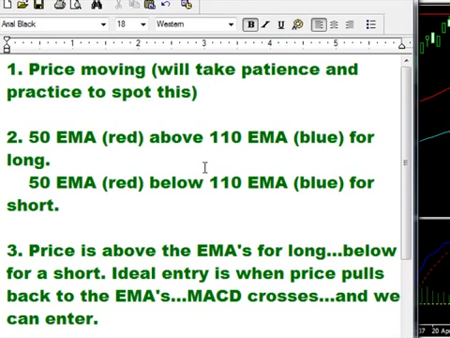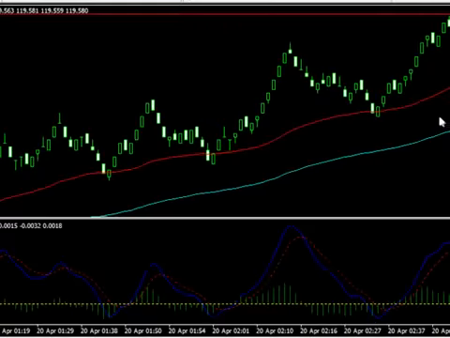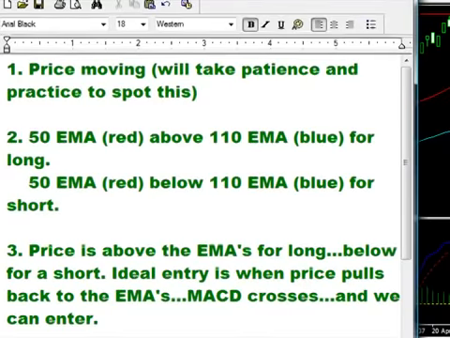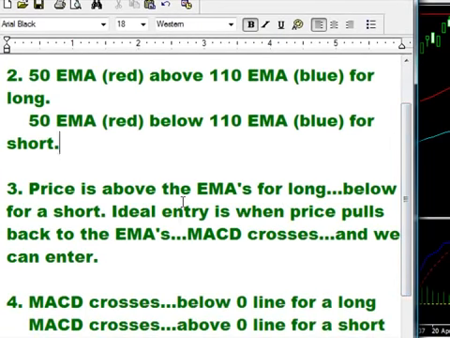We're going to use a 50 EMA and a 110 EMA, and we see that here. So the red is the 50, the blue is the 110. The red's got to be on top of the blue to go long, vice versa for a short. Okay, and price has got to be above the EMAs for a long, below for a short. The ideal entry is when price pulls back to the EMAs and then the MACD crosses, and that's when we can enter. And I'll show you a bunch of examples here.